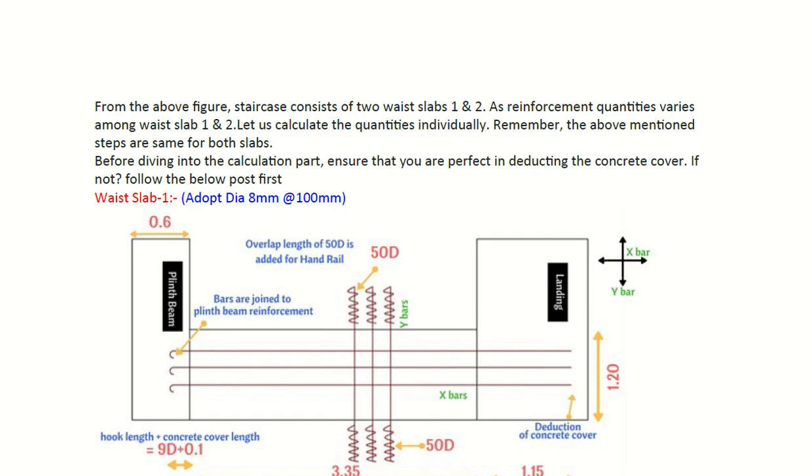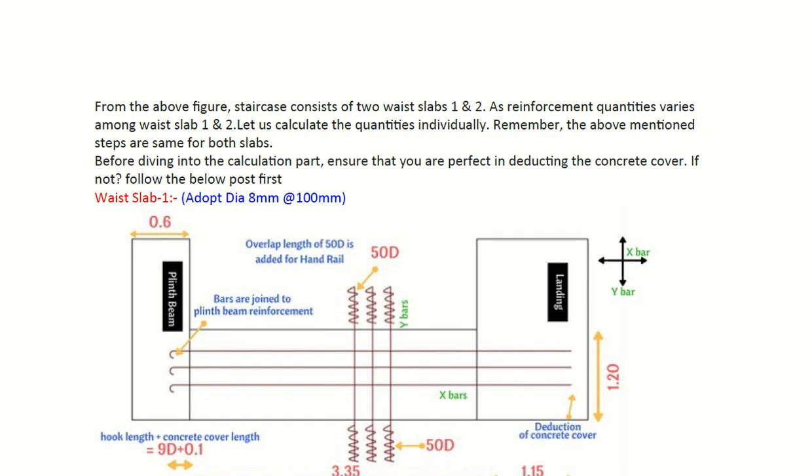Clear? For all of them, they are saying the dia is 8 millimeters and the spacing is 100 millimeters. And they are saying the concrete cover is also 0.100 millimeters in this case. For whatever reason, it's a value. There is no calculation here. So concrete cover is 0.1. The overlapping of Y bars into the beam is 50 times dia, and the hook is 9 times dia.